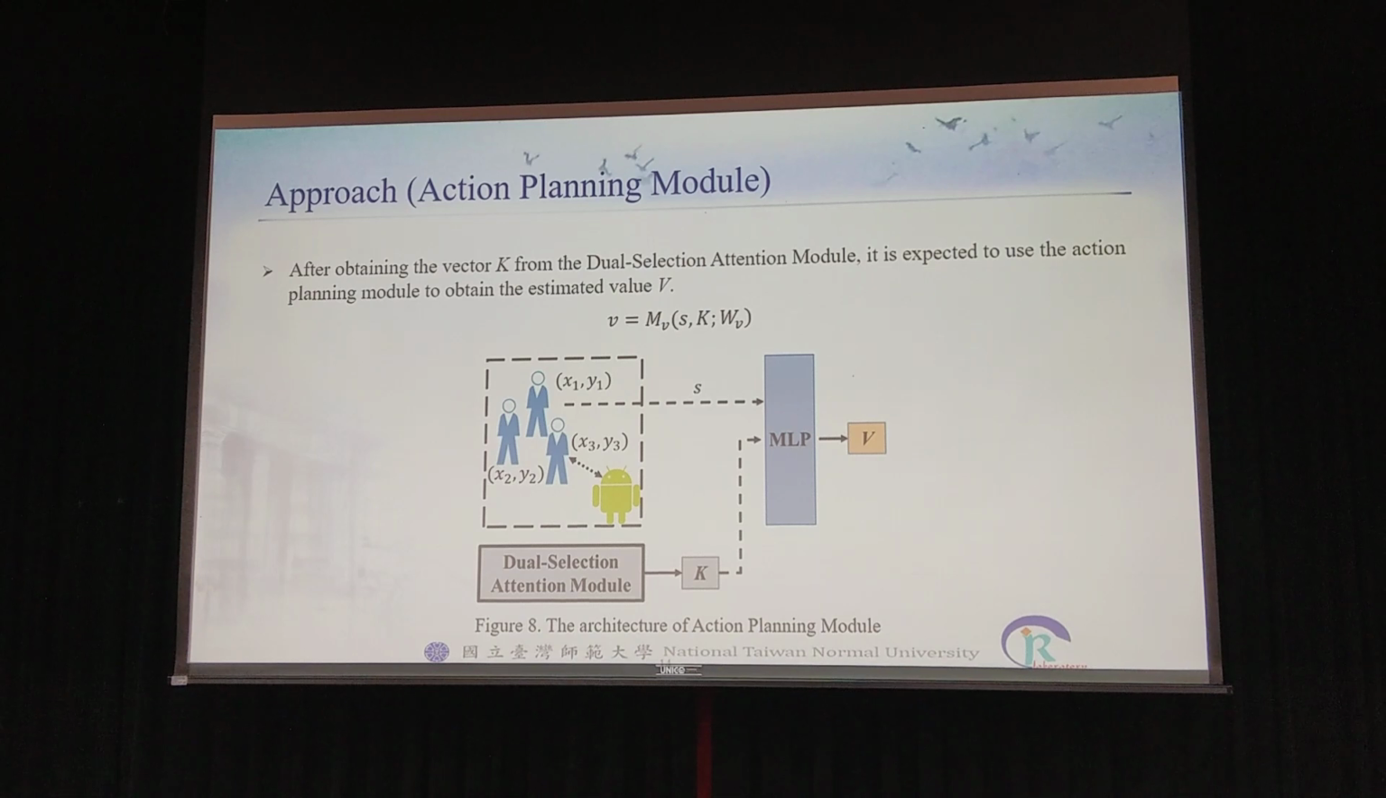After obtaining the feature from the double selection attention model, it is fed into the planning model to obtain the state value. Here, MD is an MLP with a value estimation function, and W is the weight. Finally, through the deep reinforcement learning method, the value can be optimized to obtain the robot navigation policy.